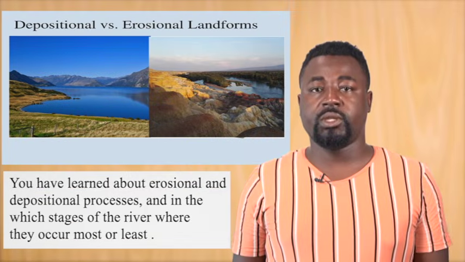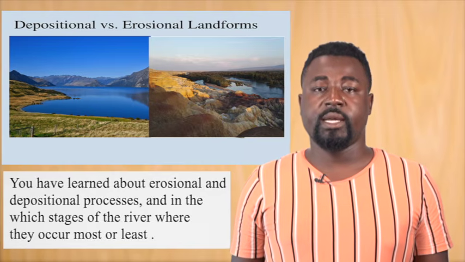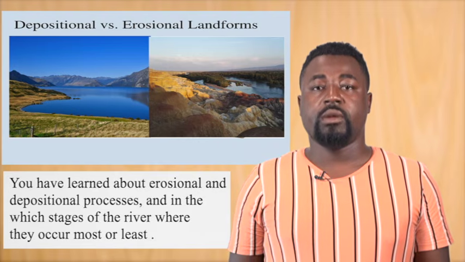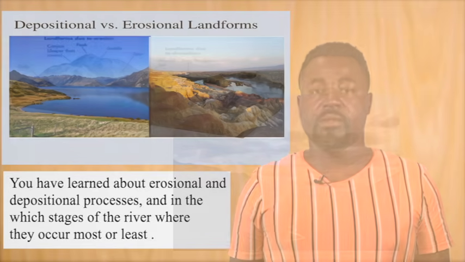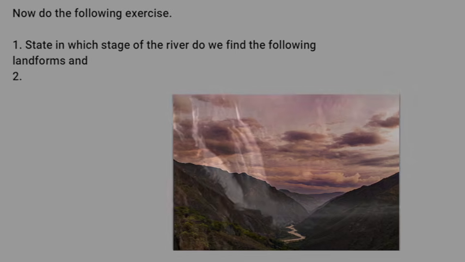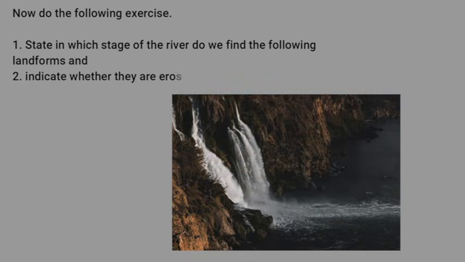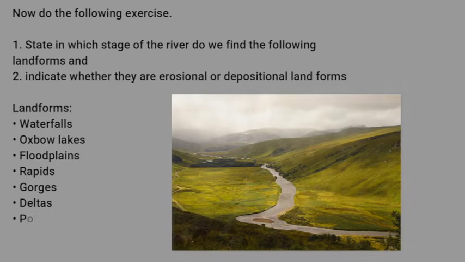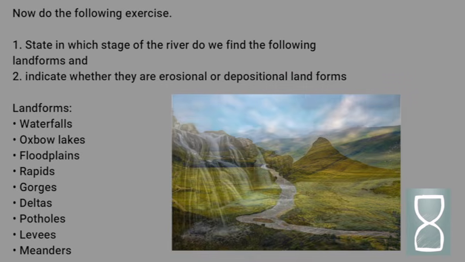You have learned about erosional and depositional processes and the stages of the river where they occur most or least. Now let's do the following exercise. State in which stage of the river we find the following landforms and indicate whether they are erosional or depositional landforms. The landforms are waterfall, oxbow lakes, floodplains, rapids, gorge, deltas, potholes, levees, meanders.